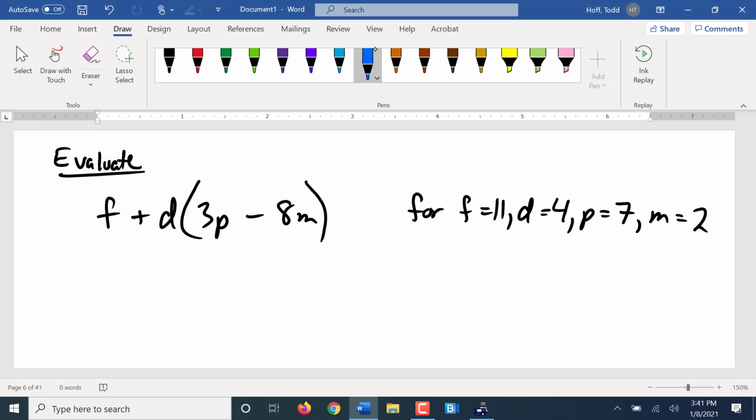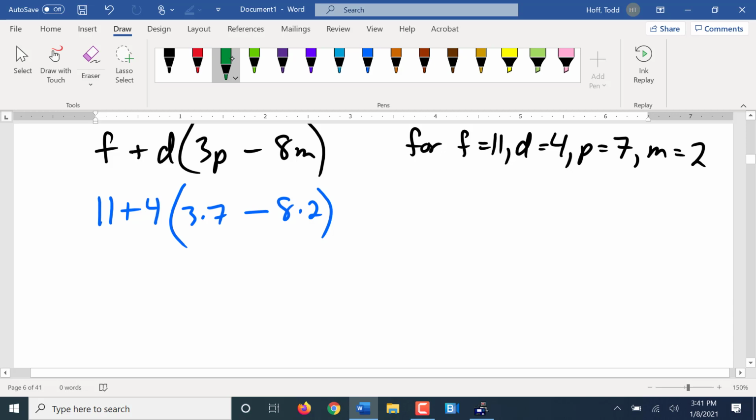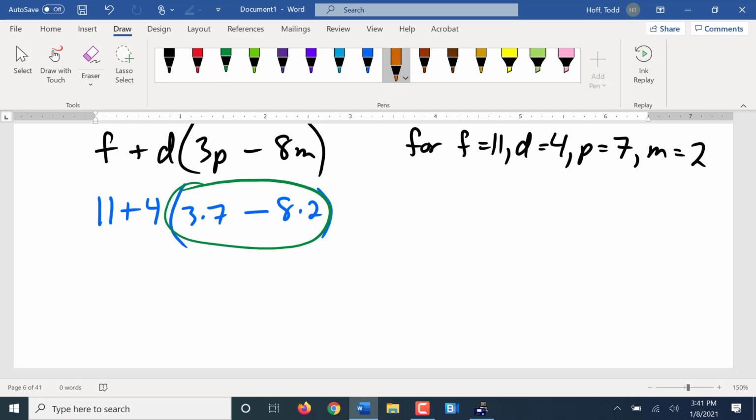So our first step is we have to put our values in. So what's f become? 11 plus, what's d going to become? 4. Parentheses, 3p is going to become 3 times 7, and minus 8m will be 8 times 2. So now what's the first thing we have to do when we calculate here? The parentheses. And in there we need to do multiplication. So we're going to go left to right, 3 times 7, 21.